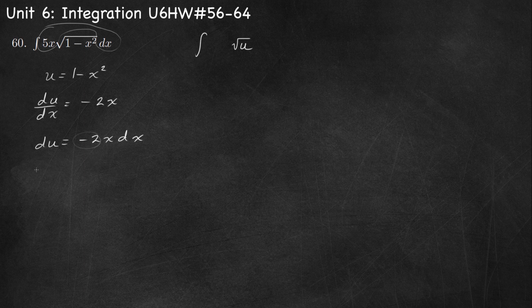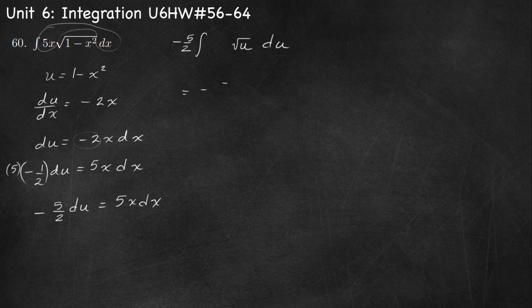Let's divide both sides by negative 2. So I get negative 1/2 du equals x dx. I actually want 5x dx, so I'm going to multiply both sides of the equation by 5. And then I get negative 5 over 2 du equals 5x dx. So now I can replace 5x dx with negative 5 over 2 du.